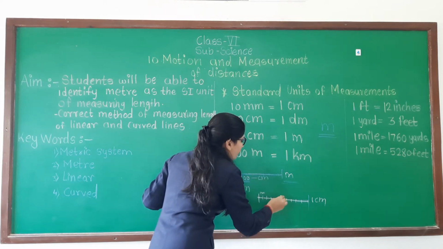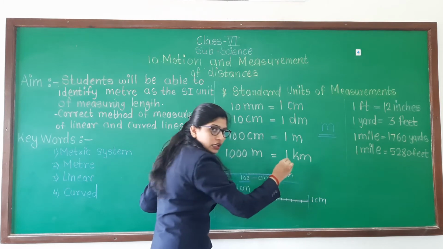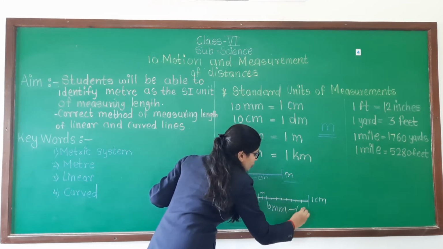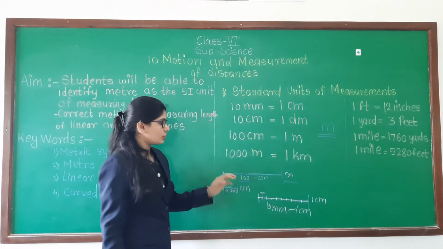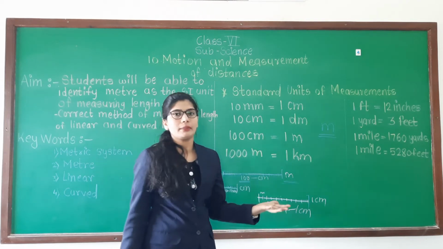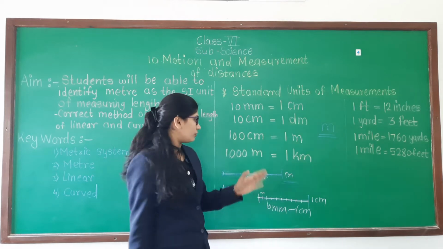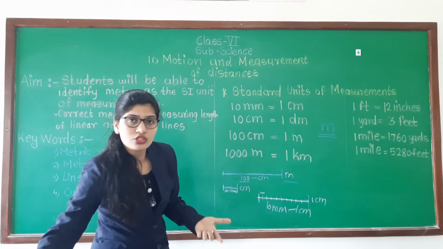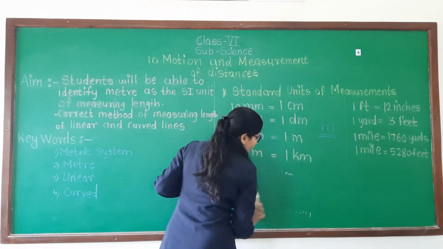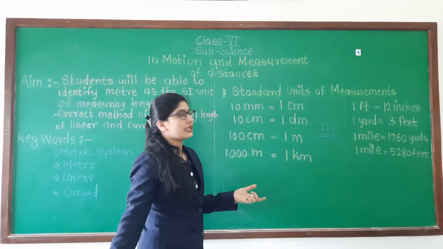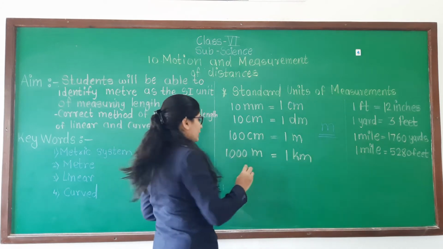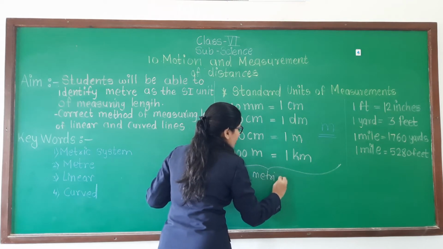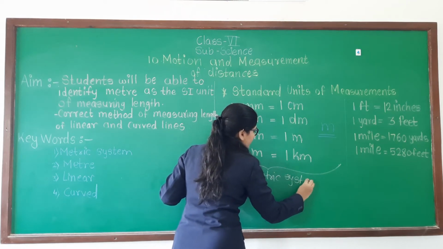2, 3, 4, 5, 6, 7, 8, 9, 10. So your 10 millimeter is equal to your 1 centimeter. So these are some conversions, meaning multiples and submultiples of that measurement. When we are using this system, that system is known as the metric system.